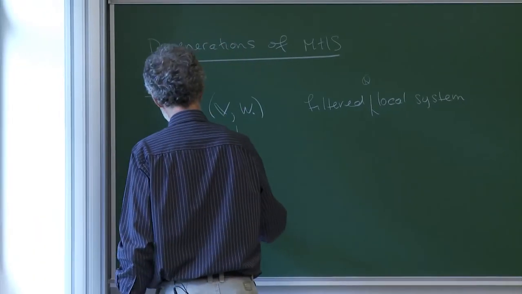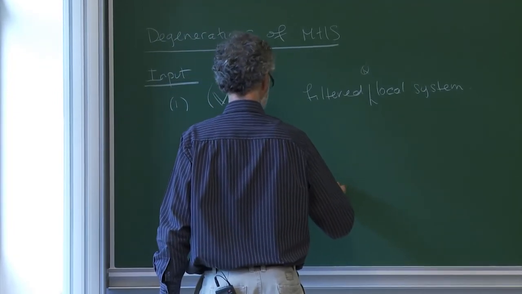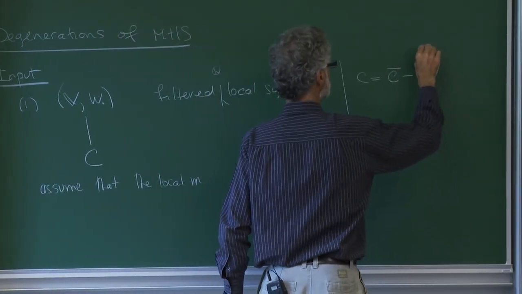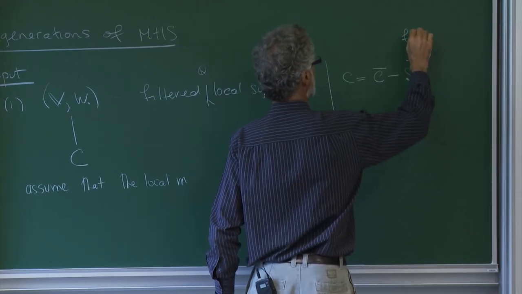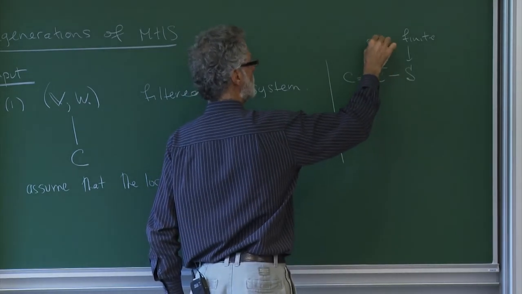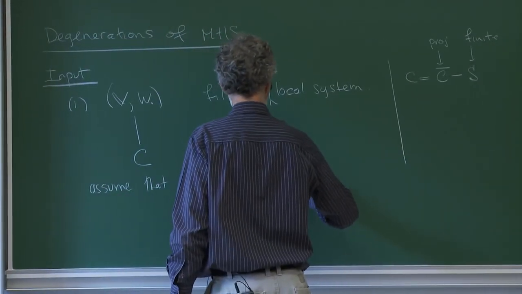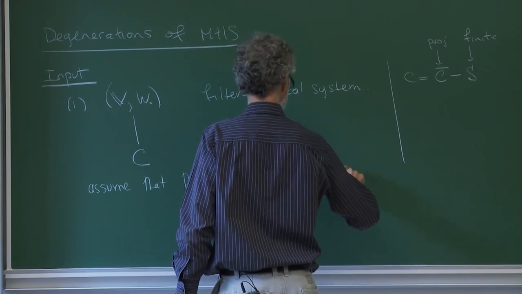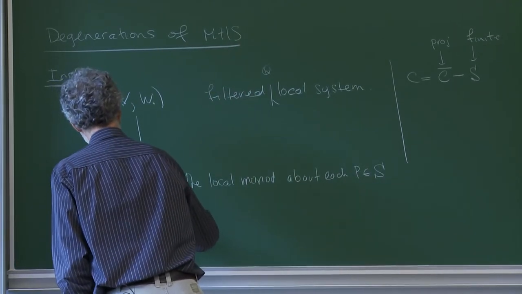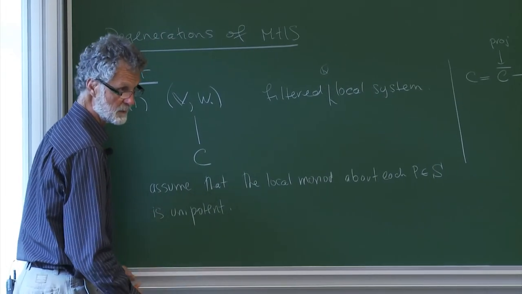And let's assume that the local monodromy, C will be a possibly affine curve, and this will be projective. So assume that the local monodromy is unipotent. This will be true in our situation. It's always true after a finite base change.